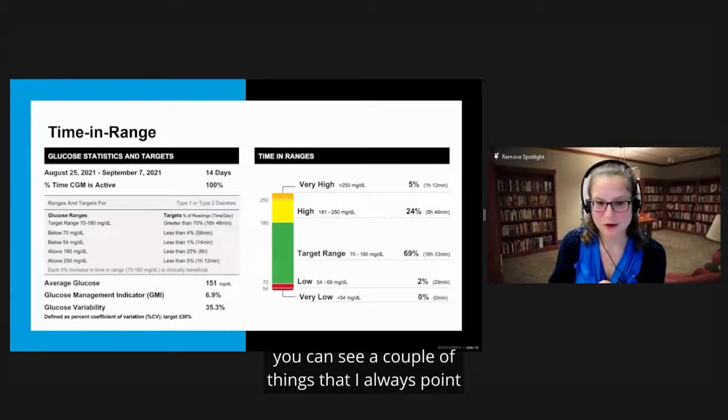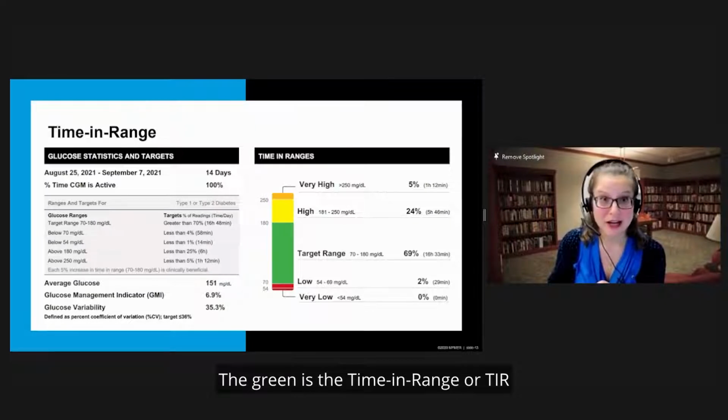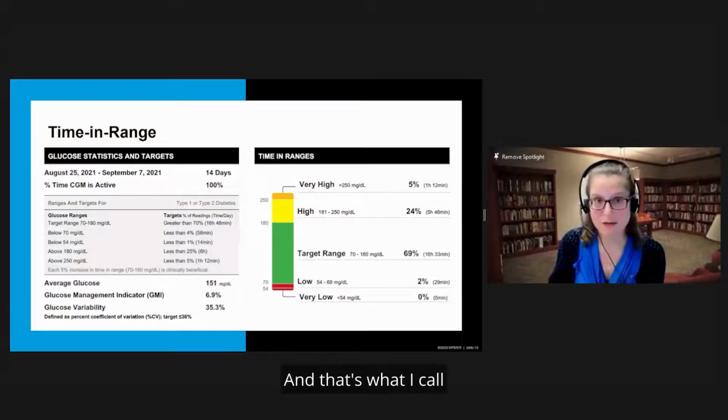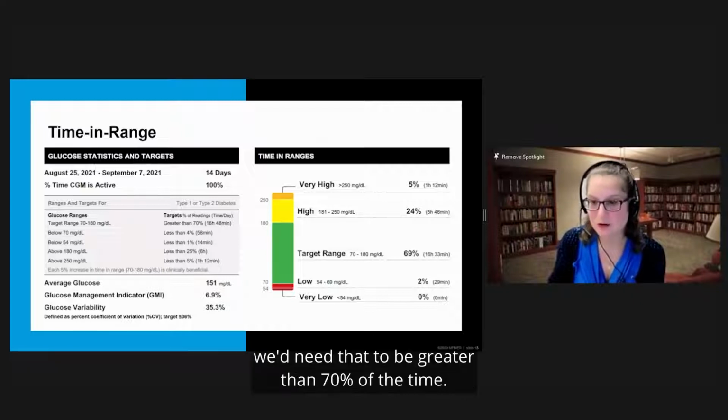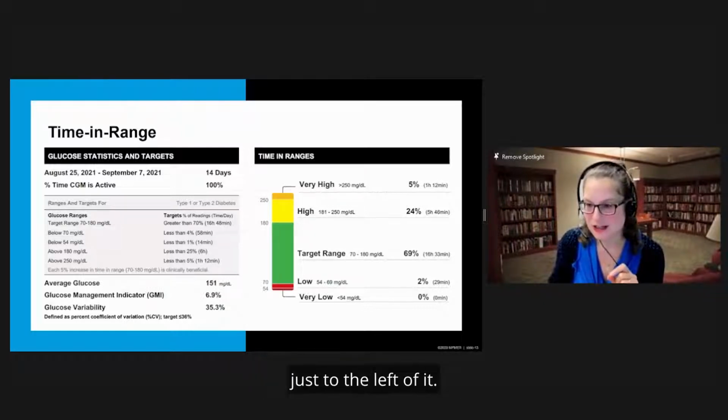So on the first half of the AGP, sorry, if you can go back, you can see a couple of things that I always point my patient's attention to, and that's this colorful bar graph. The green is the time in range, or TIR, or time that our patients spent in a safe blood sugar range. And that's what I call my patient's attention to, blood sugar 70 to 180. We need that to be greater than 70% of the time. And if you ever forget, it's shown in the gray box just to the left of it.